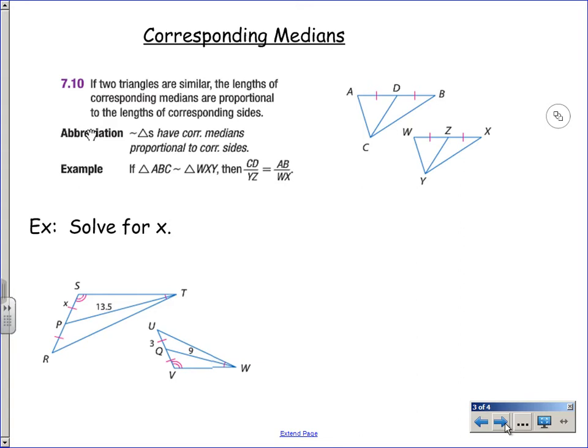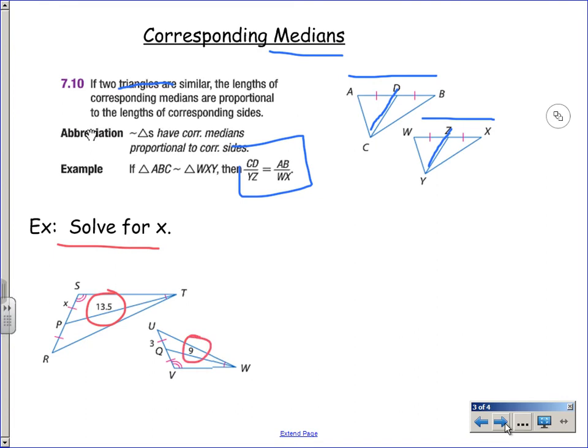Our final one has to do with medians. Remembering a median goes from a vertex and bisects the opposite side of the triangle. So if two triangles are similar, the lengths of the corresponding medians are proportional to the lengths of the corresponding sides. So in this example, CD is proportional to YZ, just as the sides would be proportional as well. So let's try applying that to this problem here. I have my median of 13 and my median of 9.